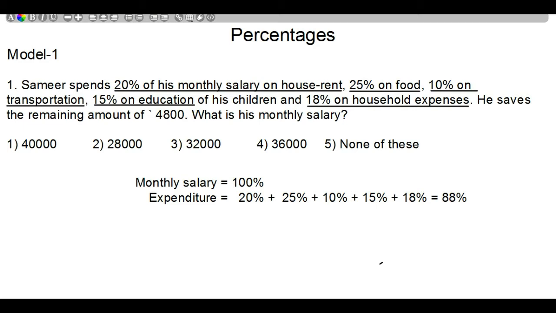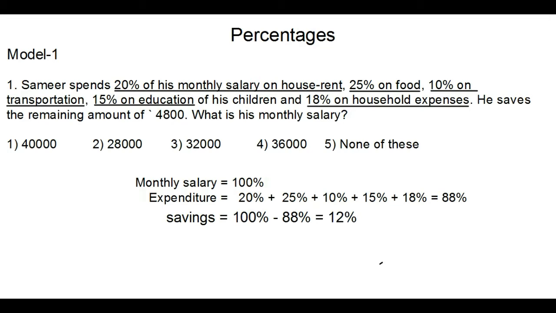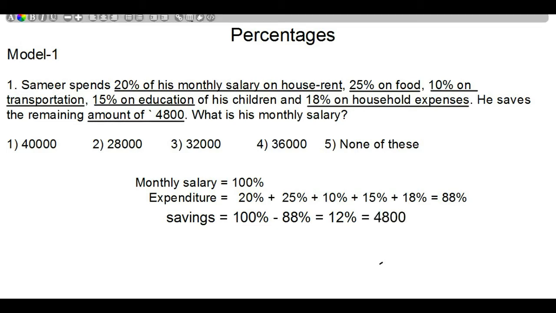Now we know that his monthly salary is 100%, out of which 88% has been spent. So it is obvious that his savings will be equal to 100% minus his total expenses, that is 88%, which comes out to be 12%. And in the given question, it is clearly given that he saves the remaining amount. The remaining amount is nothing but 12%, which is equal to 4,800. So his monthly savings are 4,800, which should be equivalent of 12%. And the question is, what is his monthly salary?